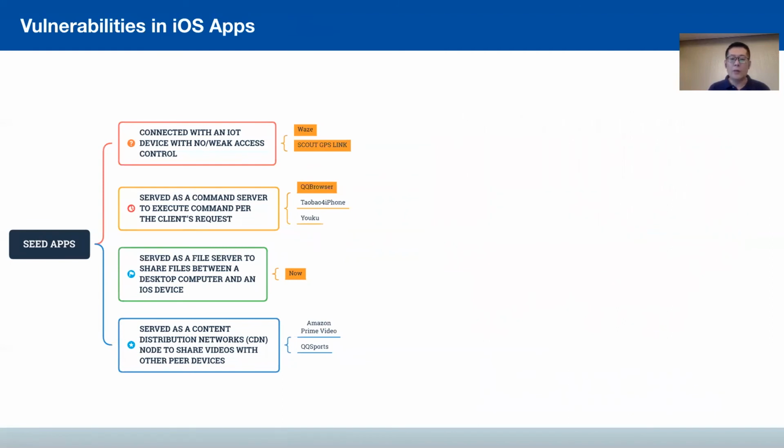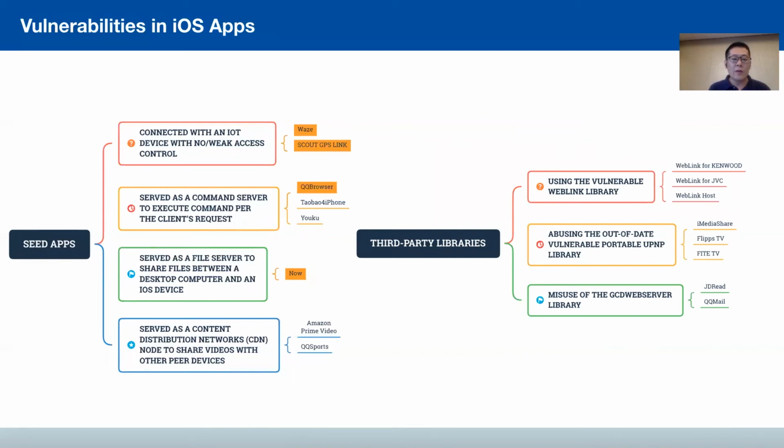Vulnerabilities we found among the 1,300 popular apps fall into 4 categories. They are connected with IoT devices with no or weak access control, served as a command server to execute commands per the client's request, served as a file server to share files between a desktop computer and an iOS device, and served as a node of CDN networks. We further identify vulnerabilities related to third-party libraries and summarize them into 3 categories. They are use of vulnerable libraries, abuse of out-of-date vulnerabilities, and misuse of libraries.